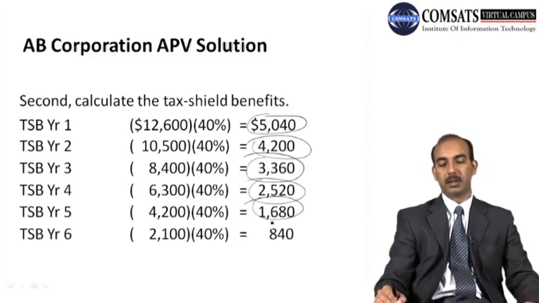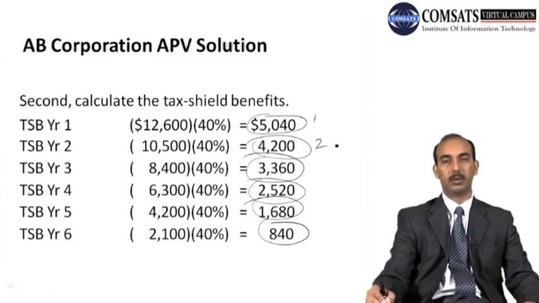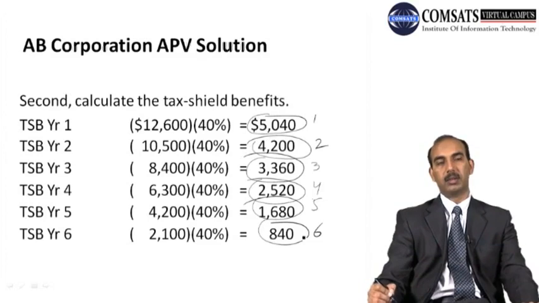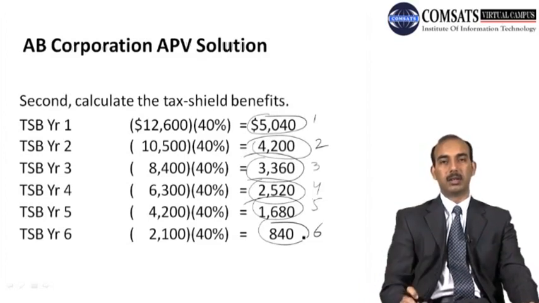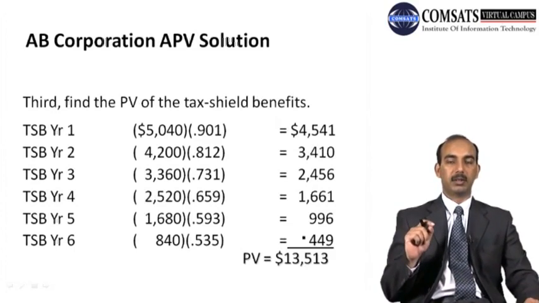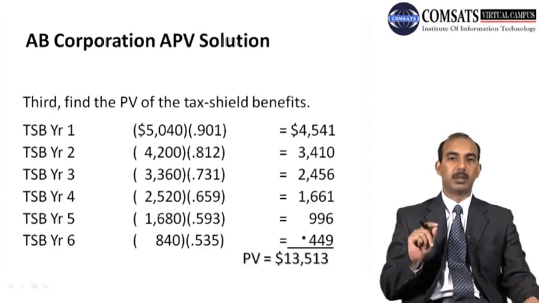We calculate the present value of all these values. This is at the end of year 1, this is at the end of year 2, this is at the end of year 3, and years 4, 5, and at the end of year 6. We calculate the present values using the same discount rate, that is 11% for years 1, 2, 3, 4, 5 and 6. Now you can find the present value using table 2.